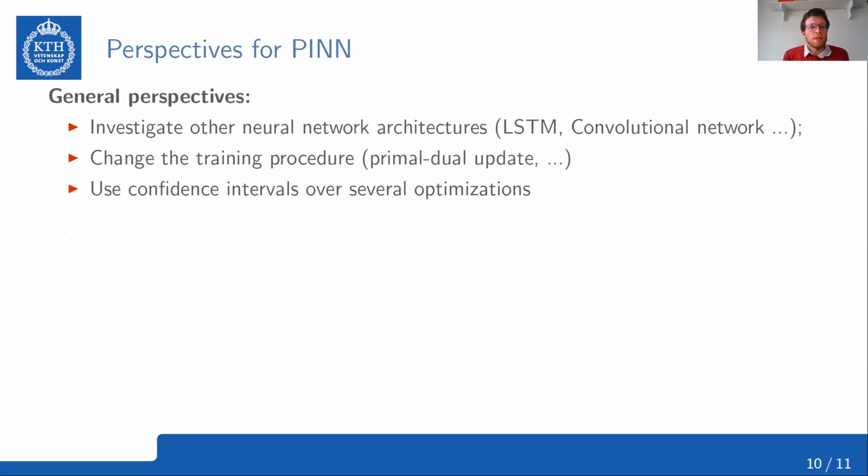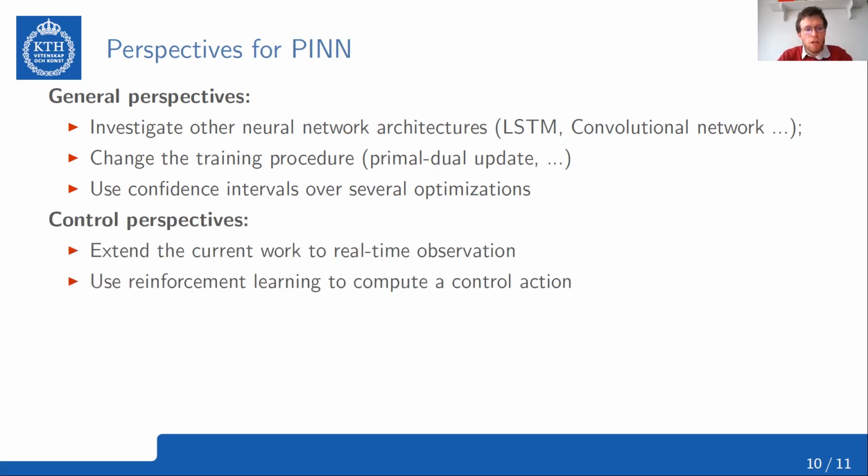Some general perspectives. You can investigate other neural network architectures. As I said at the beginning, we have a very simple architecture: a multi-layer neural network with the same number of neurons in each layer. So maybe you can use something called long short-term memory that has proven to be very efficient, or maybe some convolutional networks that are very efficient for image reconstruction. Or you can also change the training procedure, using a different update or a different algorithm. You can also compute confidence intervals over several optimizations so that you get bounds on your solution.